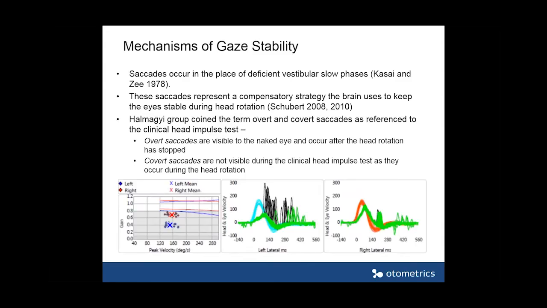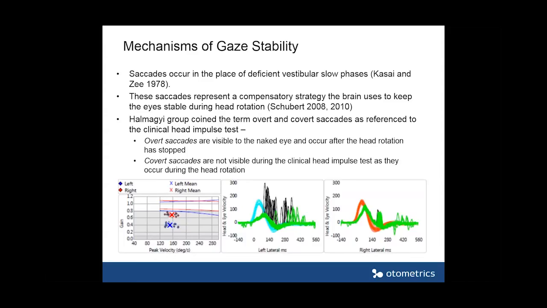Now, some of the mechanisms of gaze stability that we're interested in are saccades. A saccade, as you may know, is a rapid eye rotation whose purpose is to very quickly reorient the fovea to an object of interest. So if you're walking down the street and somebody hollers your name, you will quickly rotate your eyes, followed by a head rotation to look at the target. Well, in 1978, there was a study that showed that saccades can be recruited in the place of a deficient vestibular slow phase. And over the last 30, 40 years, additional studies have identified these saccades, and they've been given different names. They're all essentially describing the same thing.